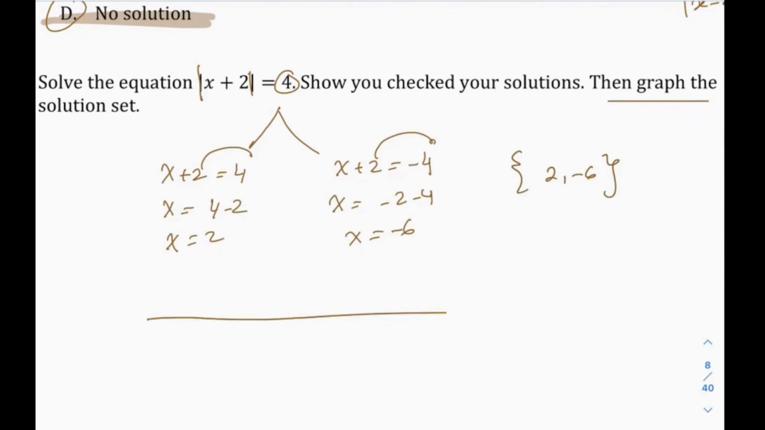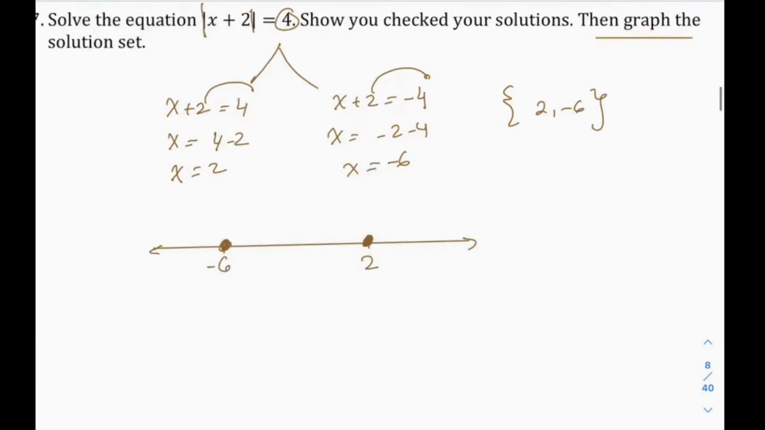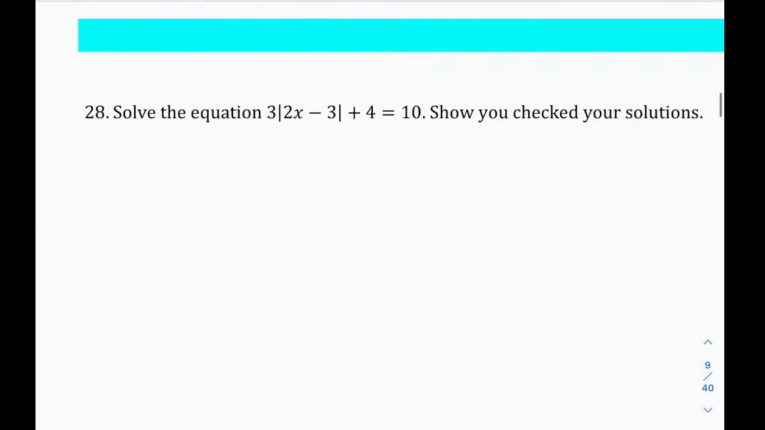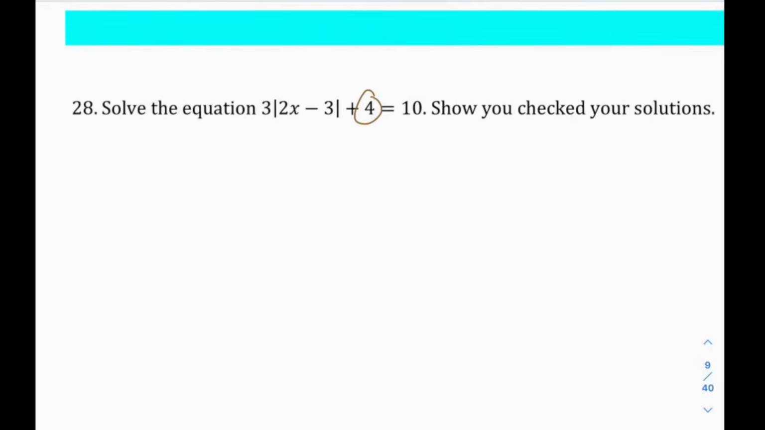And when you are asked to graph, you just draw a number line. And on the number line, you can put the numbers in the right order. You just put closed circles, including those two solutions. So we will continue. Same idea here.